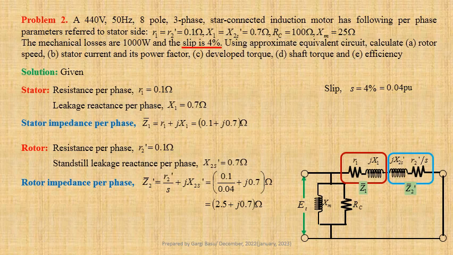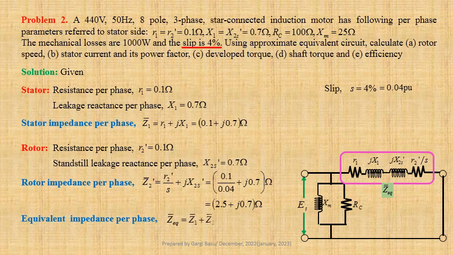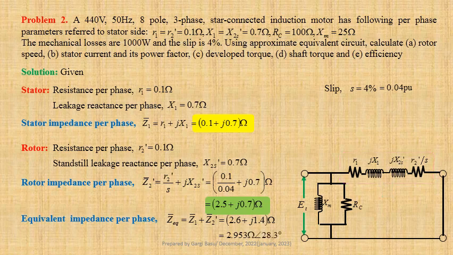Let us now determine equivalent impedance per phase. ZEQ equals Z1 plus Z2 dash. Using values we get 2.6 plus j times 1.4 ohm. This may be written in polar form as 2.953 ohm at an angle 28.3 degree.